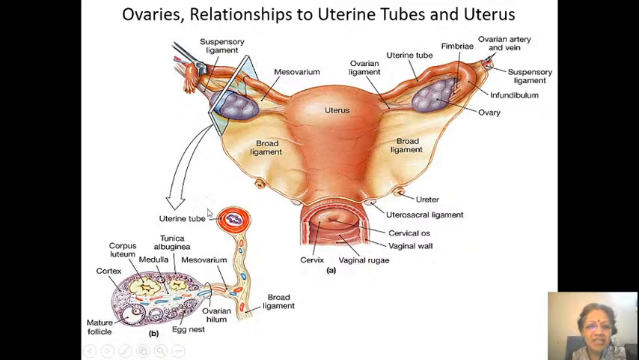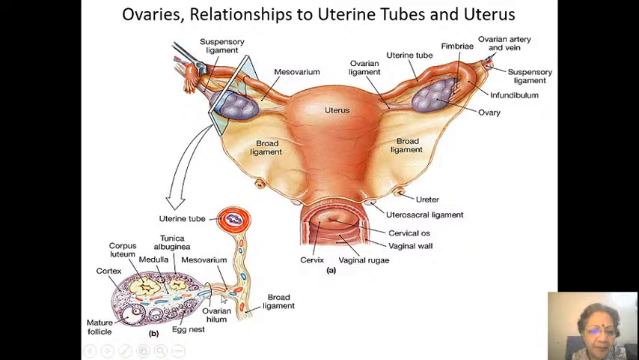So only if you take a cut section can you see that from that sheet of broad ligament in which the uterine tube is suspended. This is the sheet and the uterine tube is suspended in it. From that sheet to this sheet there is a double fold which is called the mesovarium, in which vessels, nerves, and lymphatics are coming in, and then the whole ovary is suspended from it.